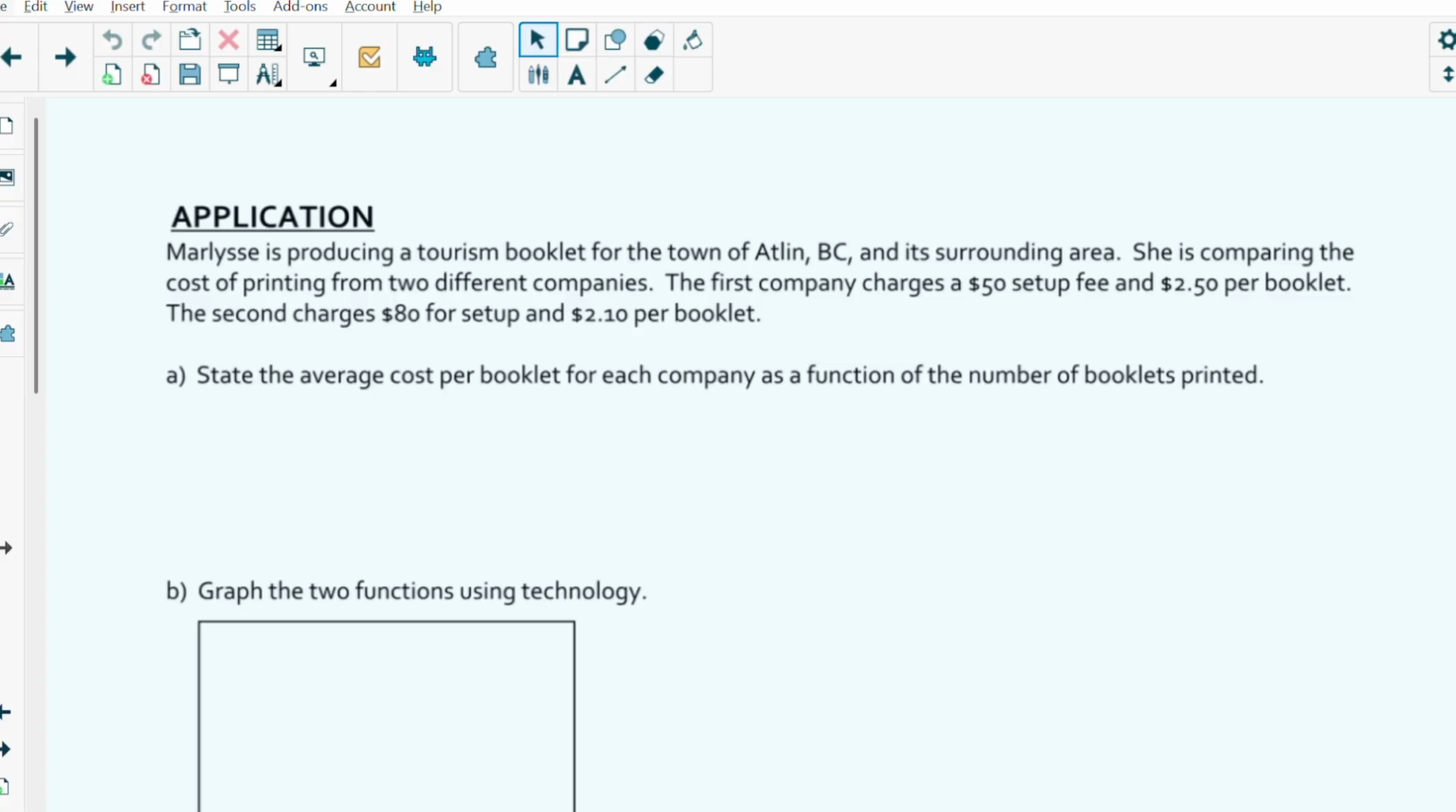Howdy, folks. Application time. So I have this situation with books. Marlise is producing a tourism booklet for the town of Atlin, BC, and its surrounding area. She is comparing the cost of printing from two different companies. The first company charges $50 for a setup fee. Think of that as your flat fee just for starting. And then $2.50 per booklet produced. There's a second company she's considering. The second charges $80 for setup and $2.10 per booklet.